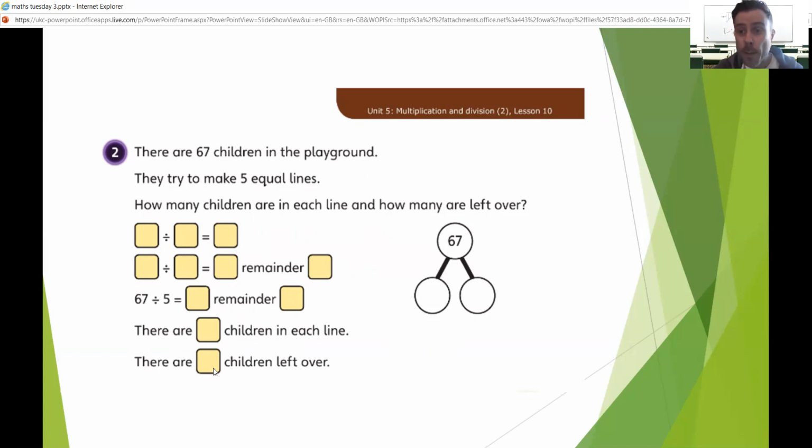And we can check that. If we do 13 times 5, we should get 65. 2 left over is 67. Okay. Hopefully that's okay. Come back and listen to it again if you are not sure, because it is a little bit tricky.